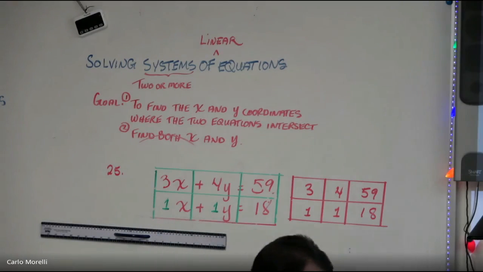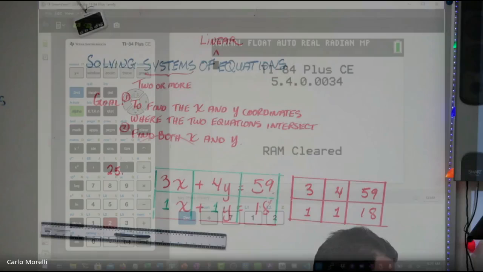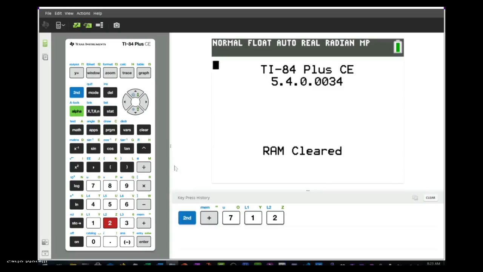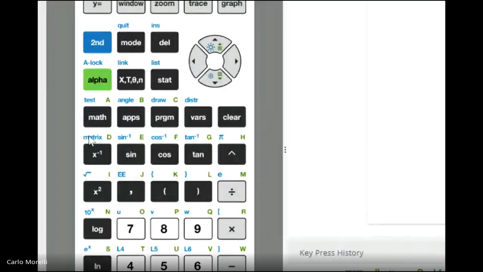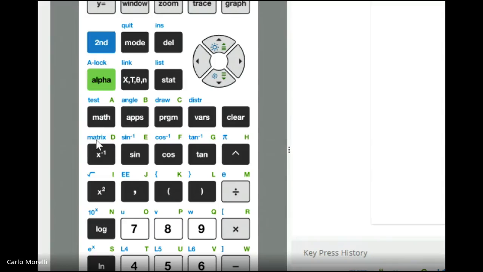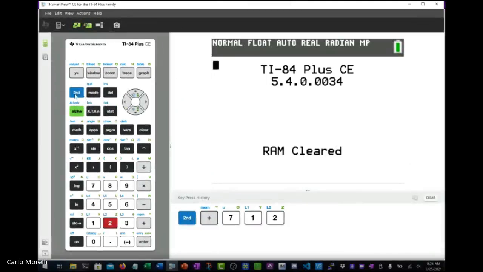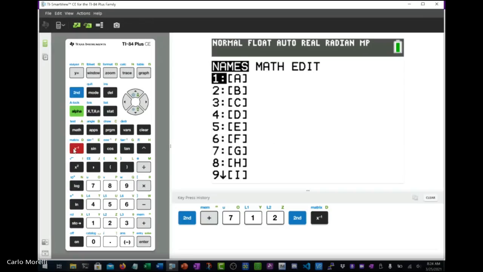So now we need to go to our calculators. Not stat edit. It's a new one. Sorry, we started off on stat edit. Let's clear our minds of stat edit. So the first thing we need to do is go to our matrix table, which is, if you look here, there's this little button that says matrix above it. So you have to hit the second key to get to it. So it's second matrix.